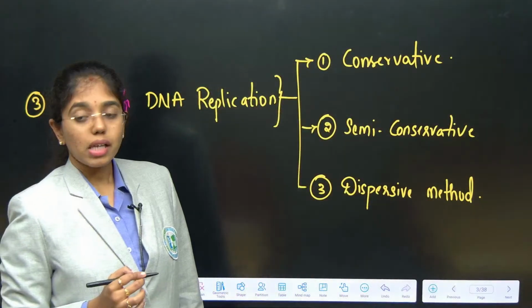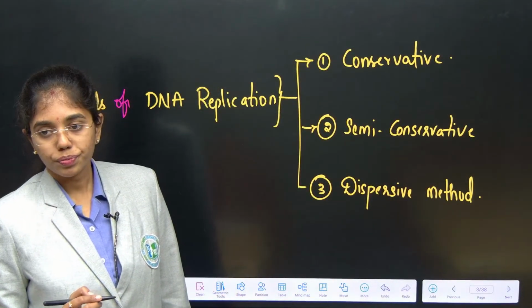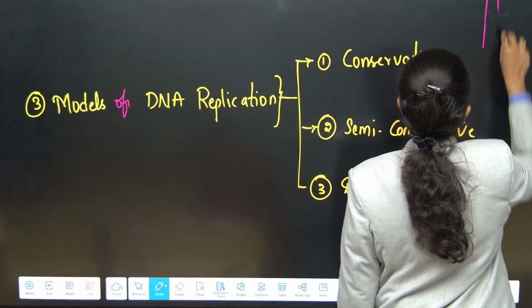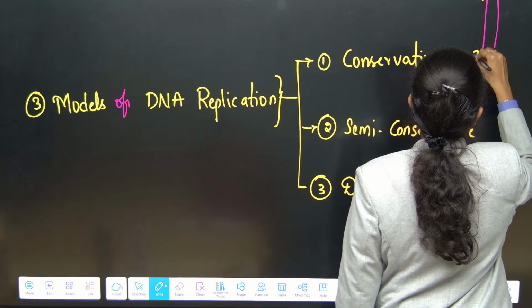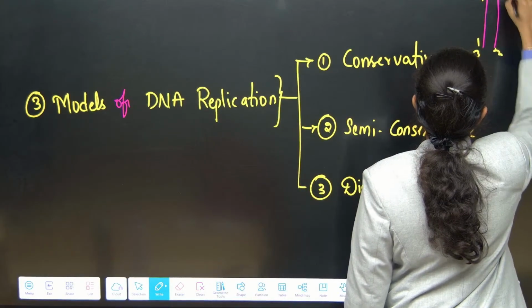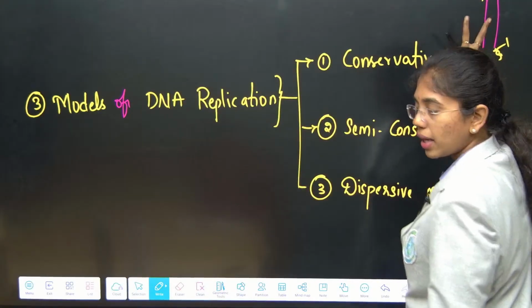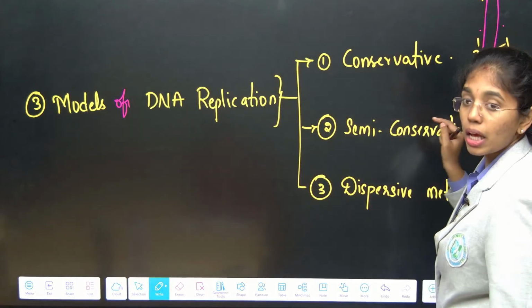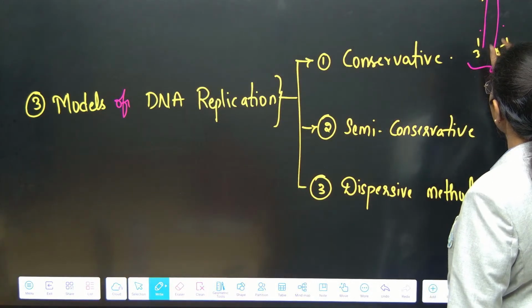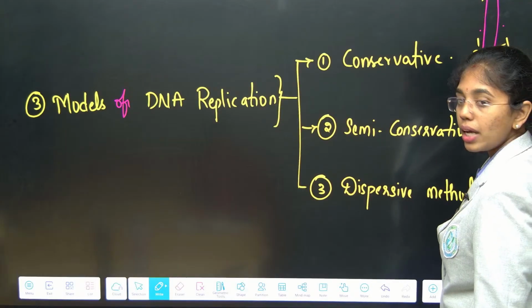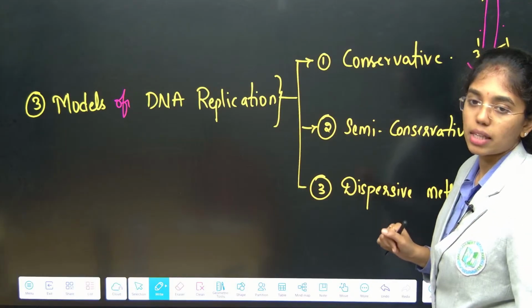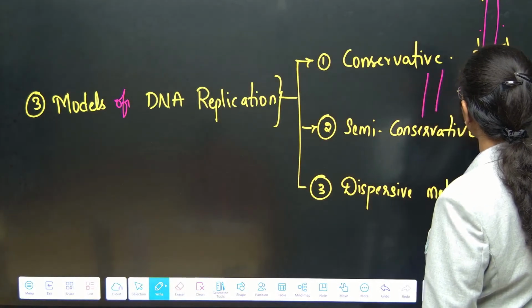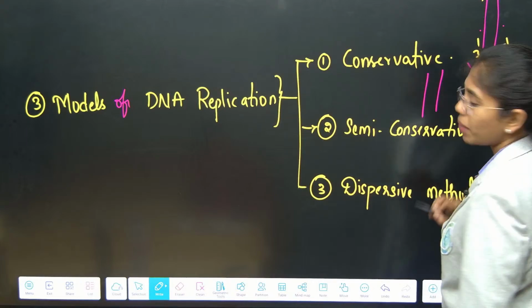Here we go. What is the conservative method of DNA replication? For example, if this is the parental strand, one is from 5 prime to 3 prime, other from 3 prime to 5 prime, anti-parallel nature, anti-polarity. So, if this is the complete parent strand, by utilizing the complete parent strand, a double stranded daughter DNA is synthesized. That is the conservative method.